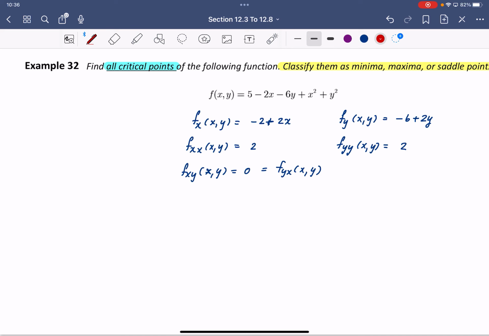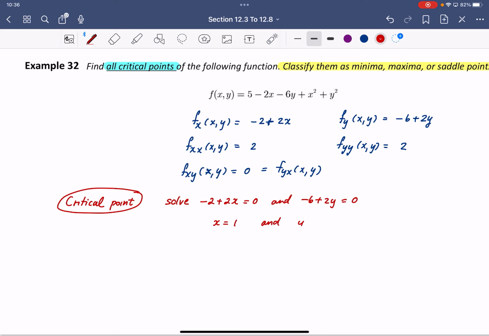So you first find the critical point. You can see clearly that when you want to find the critical point, you need to solve minus 2 plus 2x equal to 0 and minus 6 plus 2y equal to 0. So you solve this, so you get x equal to 1 and y equal to 3, right? So (1, 3) is your critical point.